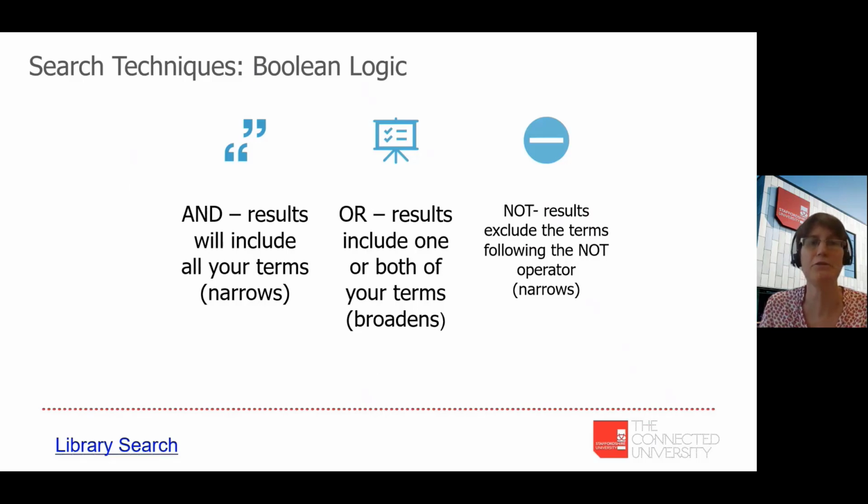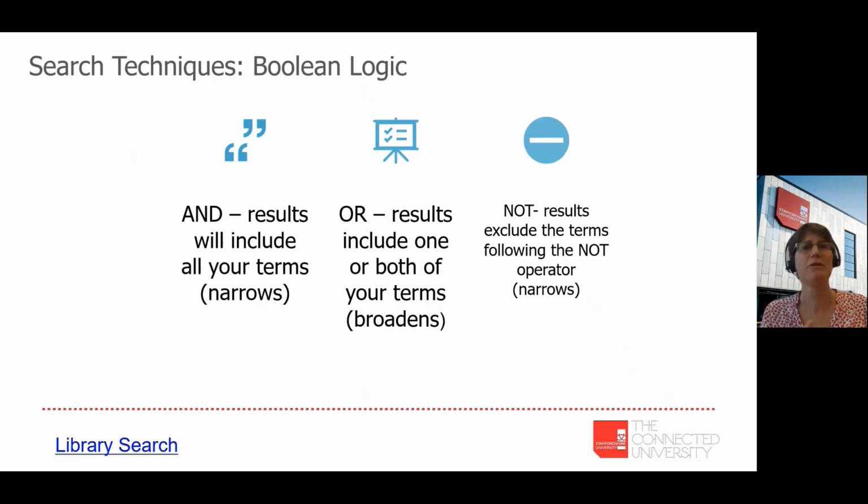If you use the word and between your search terms, it will look for results that contain both of those search terms. So if I'm looking for drones and military, I'm only going to get resources that use both of those search terms within the full text, the title, or the abstract. If I use the word or between my search terms, the results are only going to include one or both of those terms. That's how I would use my synonyms: drones or unmanned aerial vehicles.